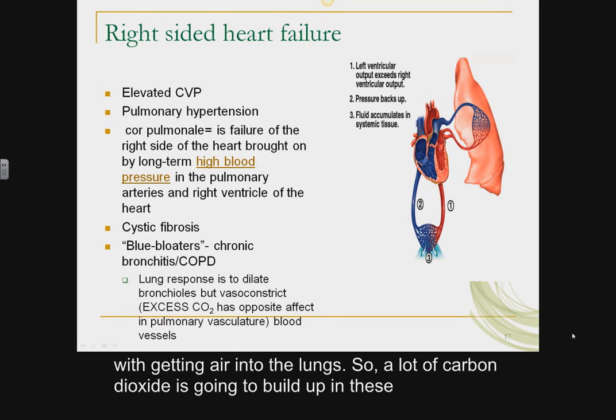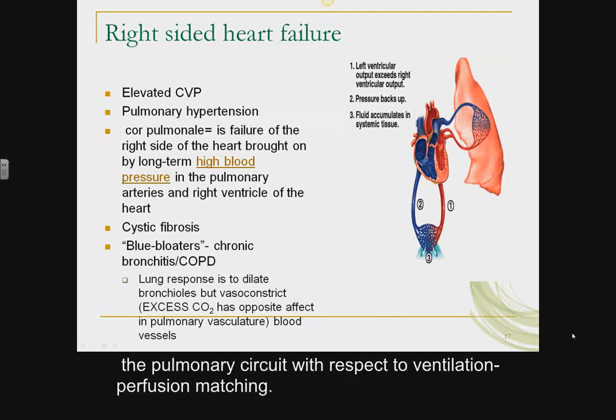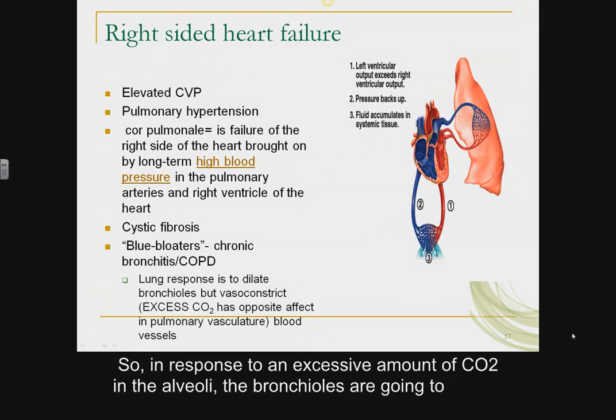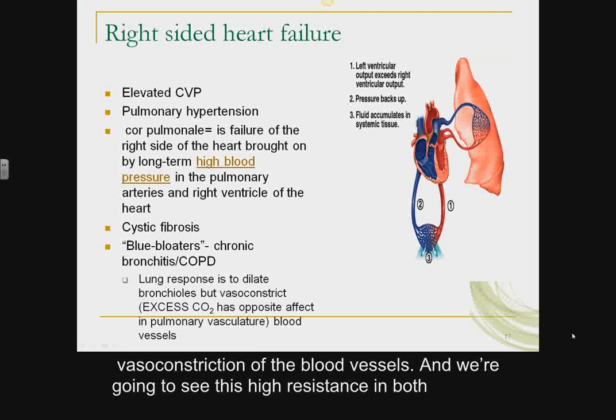So a lot of carbon dioxide is going to build up in these individuals. And I want to remind you about the reversal of the gases and their effects in the pulmonary circuit with respect to ventilation perfusion matching. So in response to an excessive amount of CO2 in the alveoli, this causes the bronchioles to dilate. But because you have a lot of CO2 in the alveoli, the excessive CO2 is going to cause vasoconstriction of the pulmonary blood vessels.